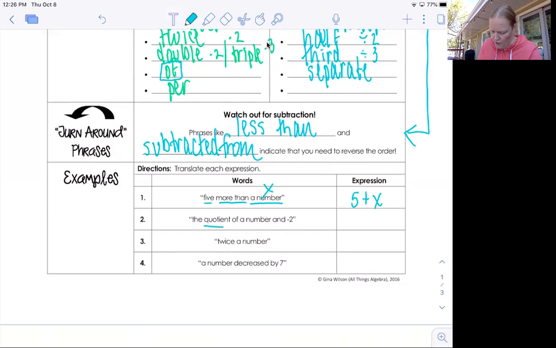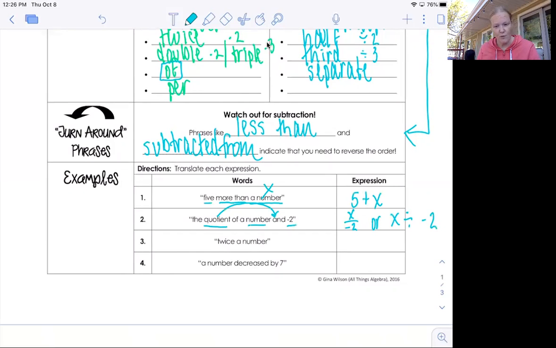The quotient of a number and -2. So quotient means division, and the division sign goes between the number and -2. It goes where the word and is. So I could say x divided by -2 as a fraction, or I could say x divided by -2 horizontally. It's the same.